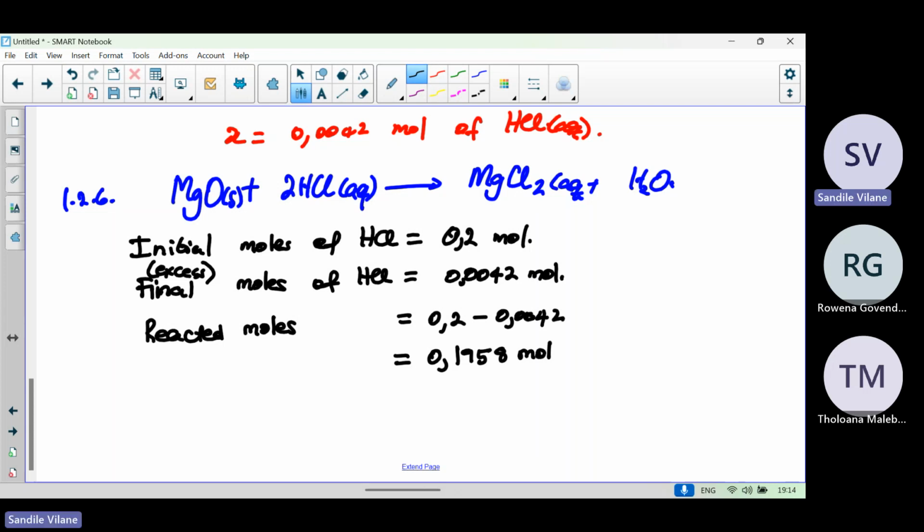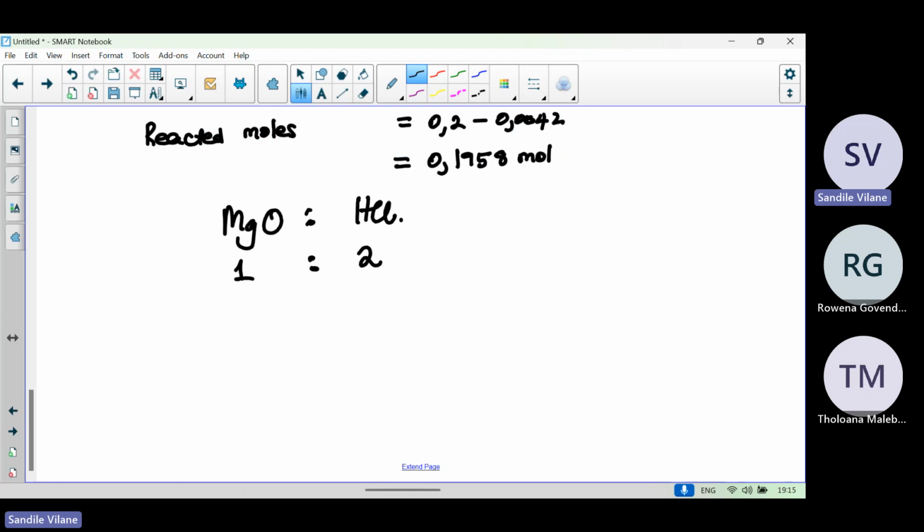According to the balanced equation, listen carefully, 1 mole of magnesium oxide will react with 2 moles of hydrochloric acid. But how many moles of hydrochloric acid have actually reacted? It's 0.1958. Stoichiometry has got to do with the reacted moles. 1 mole of magnesium oxide will react with 2 moles of hydrochloric acid. The rest of it will remain unreacted.